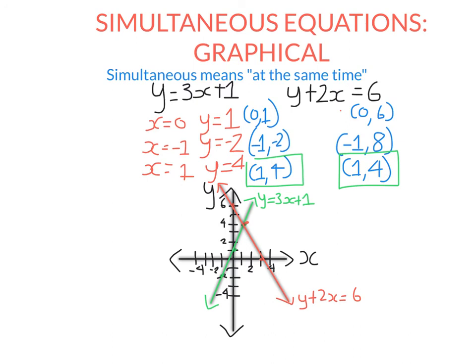So when you have 2 lines, they will always have one point of intersection unless they're parallel and they don't have any point of intersection and they don't meet. So that's sort of like a special case. But if the 2 lines are not parallel, they will have one point of intersection. That point of intersection is the simultaneous solution. It is the x and y value that solve both equations at the same time.